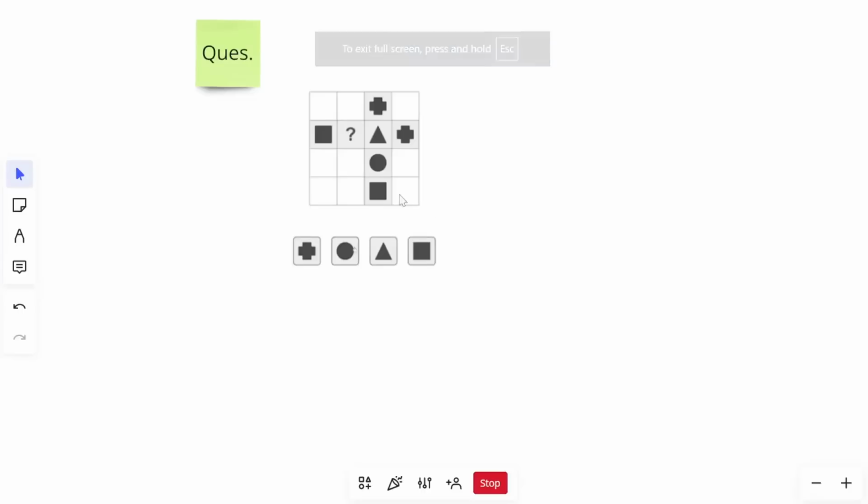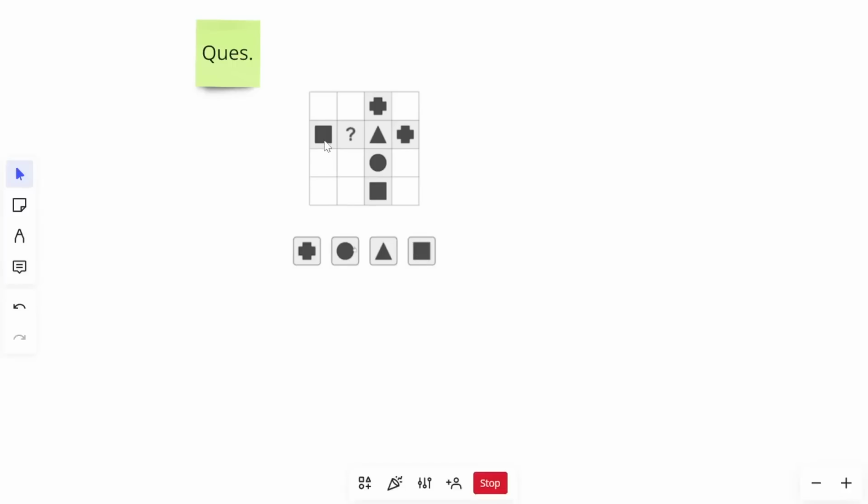Let's try to solve this question. In this question, we have to tell which symbol out of the given options will come in place of the question mark. Okay, and the options are plus, circle, triangle, and square. So guys, before solving, I would suggest that you pause the video for a moment, try to think of the answer on your own, and then watch the solution. Okay, so let's now see.